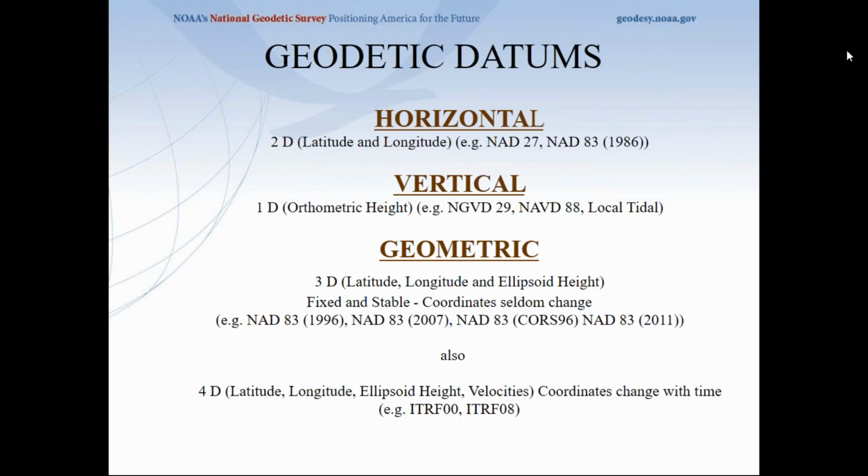We're also really getting into this realm of dealing with a four-dimensional coordinate system, where we're incorporating the latitude, longitude, and ellipsoid height as we do in this geometric datum, but also how those coordinates change with time, essentially applying velocities. On the international frame, we can look at this in an International Terrestrial Reference Frame, such as ITRF00 or ITRF08. There we're looking primarily at the velocities of the plates, so incorporating plate tectonics. Obviously, on a large scale, that becomes very important for accurate mapping.